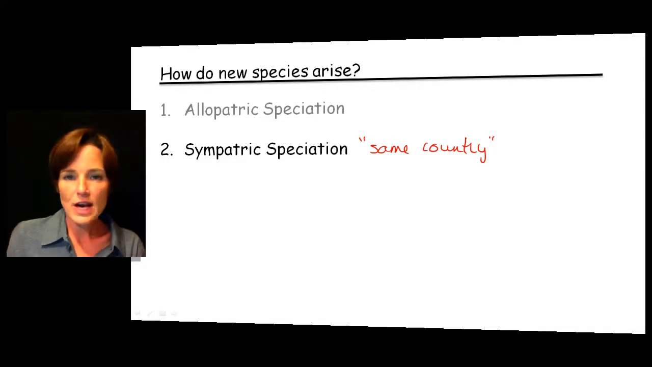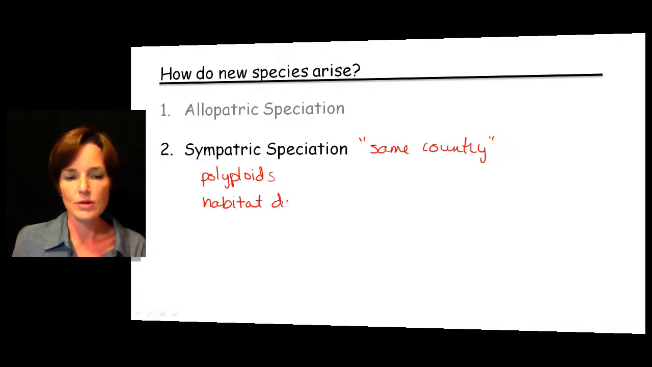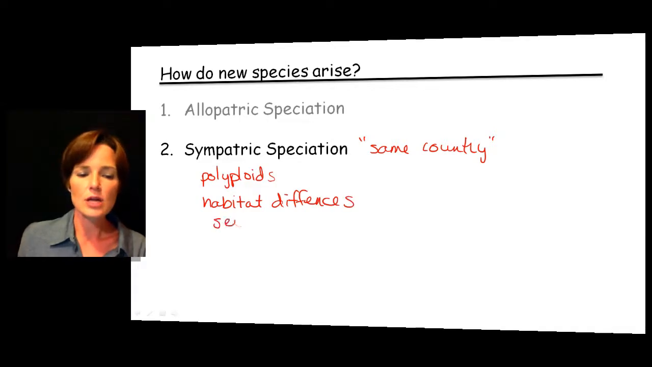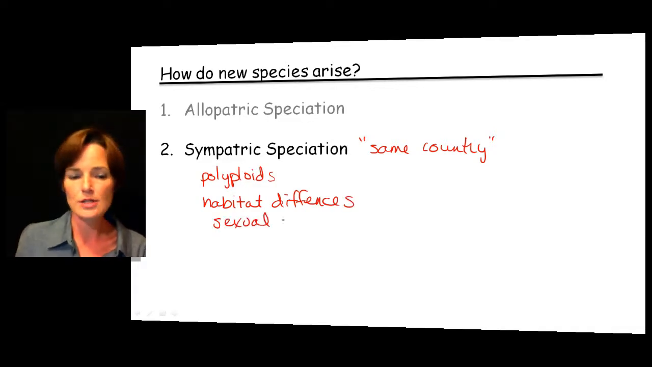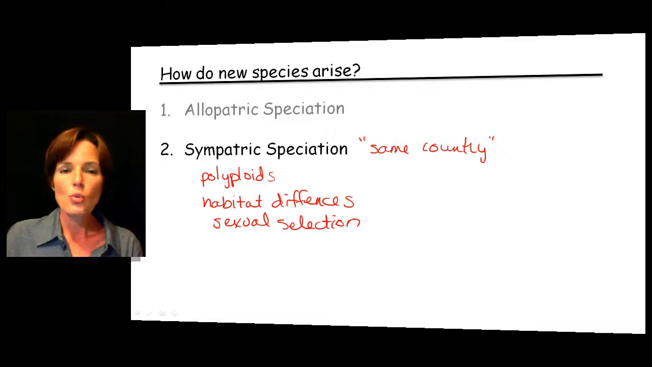There's a number of different ways this can happen. We're going to talk about polyploids. We'll talk about habitat differentiation or habitat differences. And then we can also have sexual selection, and that's going to contribute to this as well. So let's take a look at these different ways that we can get species formed when the individuals are located close together.